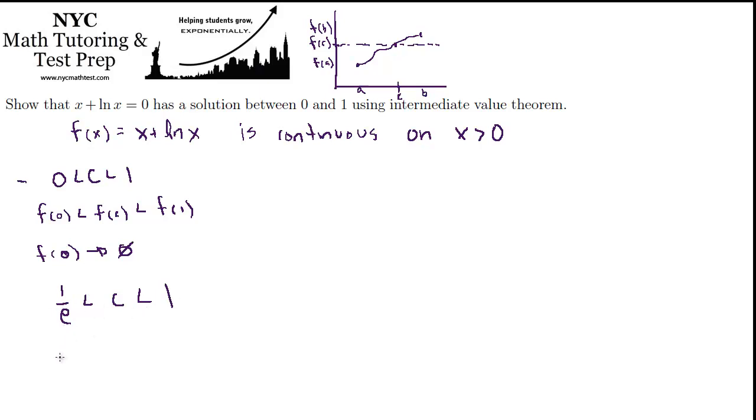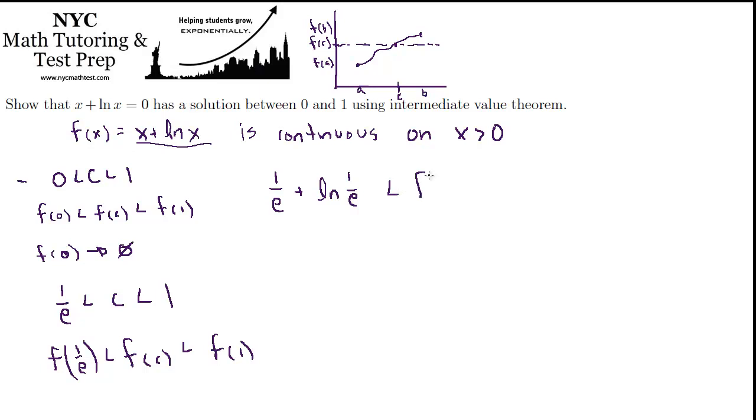So now we're ready to say f of 1 over e is less than f of c, we hope, which is less than f of 1. And now I'm going to jump up here and actually make those substitutions. So what's f of 1 over e? We're substituting in here now. Wherever we see x, we'll plug in what we're finding. So for x, we write 1 over e plus the natural log of 1 over e, which is less than f of c, which is less than f of 1.